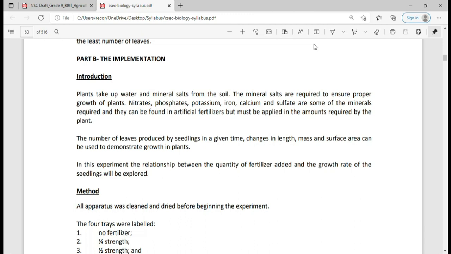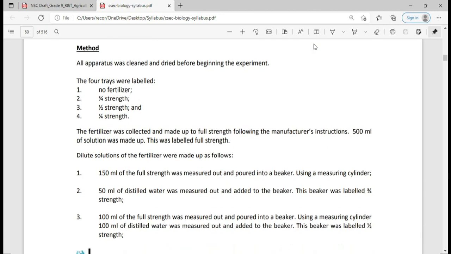The number of leaves produced by seedlings in a given time, and changes in length, mass, and surface area can be used to demonstrate growth in plants. In this experiment, the relationship between the quantity of fertilizer added and the growth rate of a seedling will be explored. And that nicely gave the introduction to your experiment in 2 to 6 lines. How easy that was. We're now going to be writing our procedure or method.